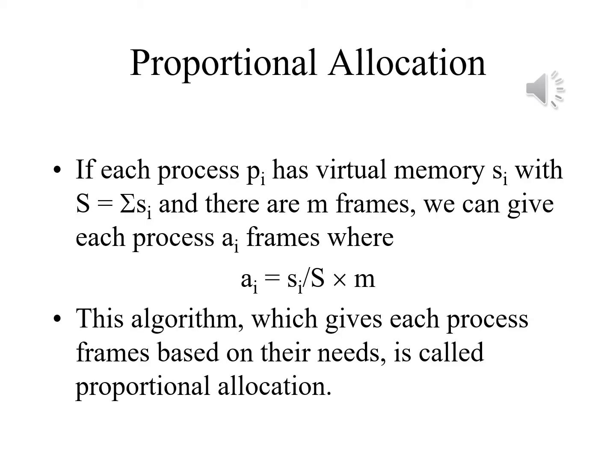A fair way is to give each process frames in accordance with its needs. If a process with a total memory requirement of 100 megabytes is fighting for 20 megabytes of physical memory, a process needing 15 megabytes should be allotted enough frames to hold 3 megabytes. This is proportional to its needs, and it is fair.